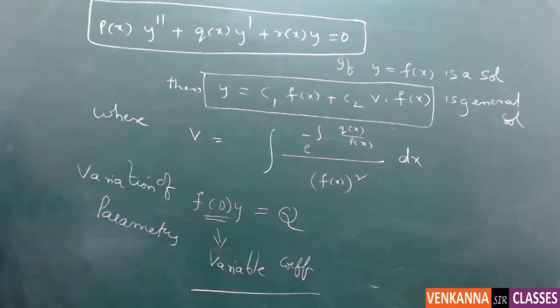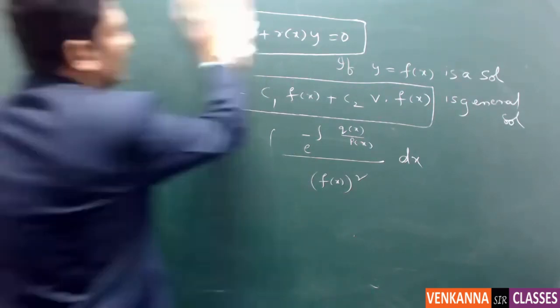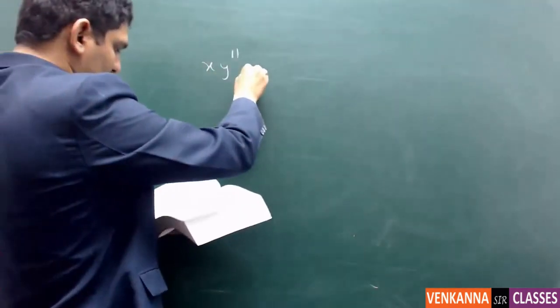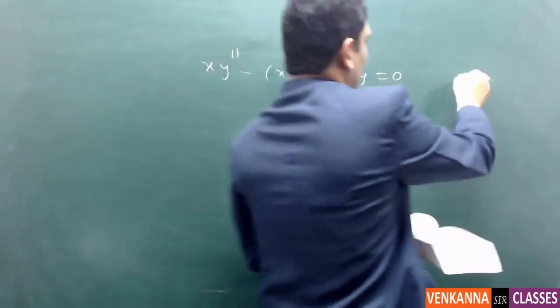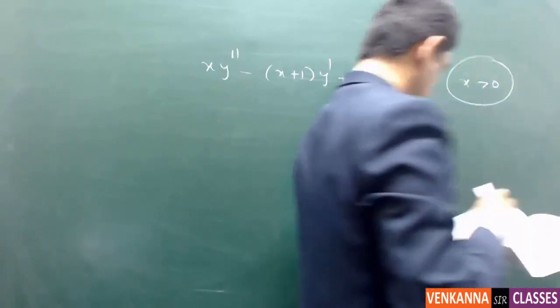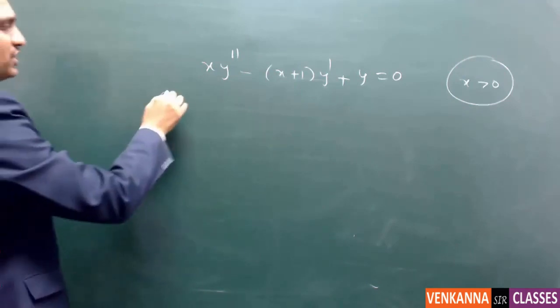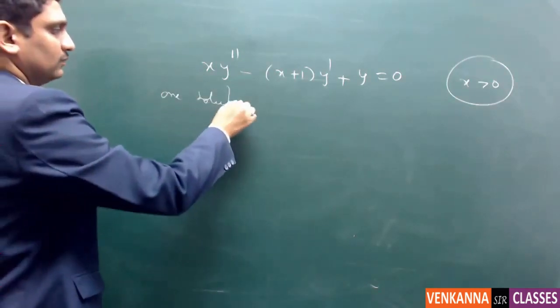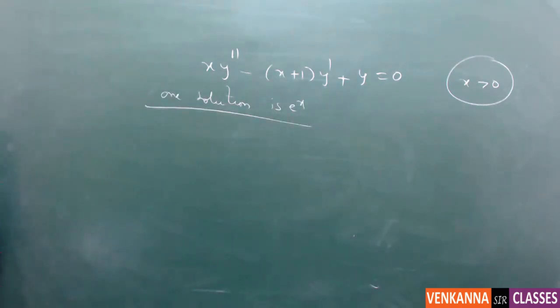So let us take one problem here, which gives you a clear idea. One problem is sufficient for you, I hope. So please take that. x into y double dash minus (x plus 1) into y dash plus y equal to 0, where x is greater than 0, where one solution is e power x. Fine.